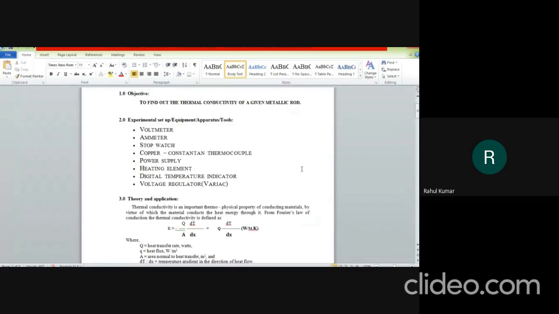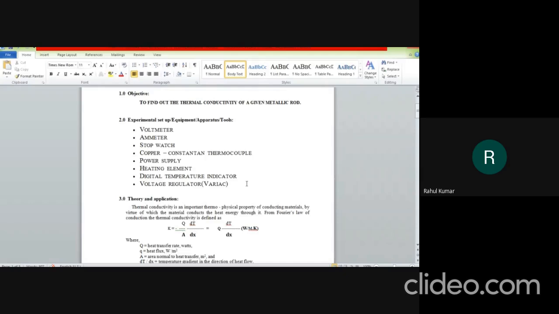So, in Fourier's law, Q equals minus KA dT upon dx. So, from where Q will come? Q is the heat transfer rate. So, heat will be transferred only when power supply will be there. Without power supply, Q is zero, means we cannot calculate thermal conductivity. So, we have to have an external power source to measure thermal conductivity.